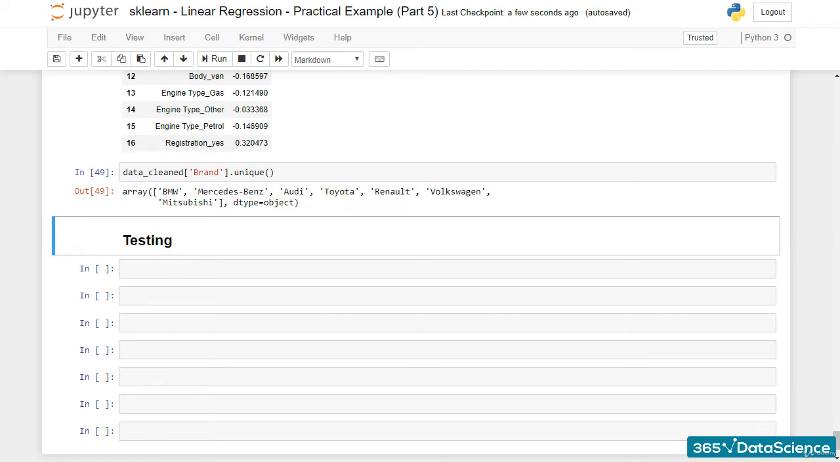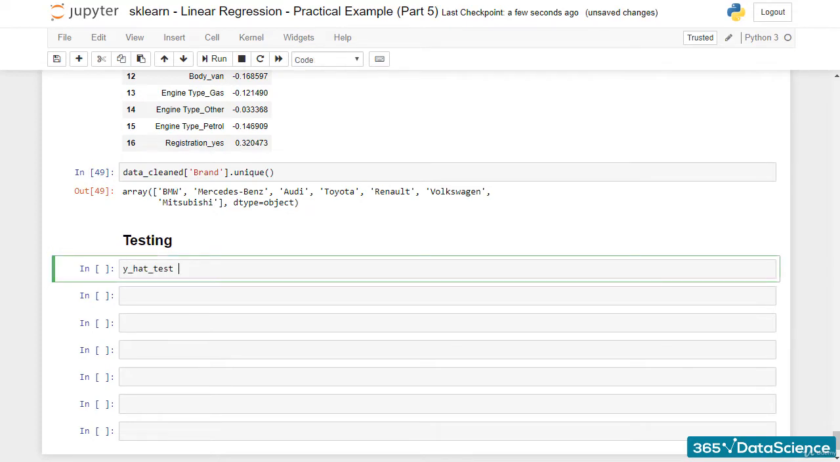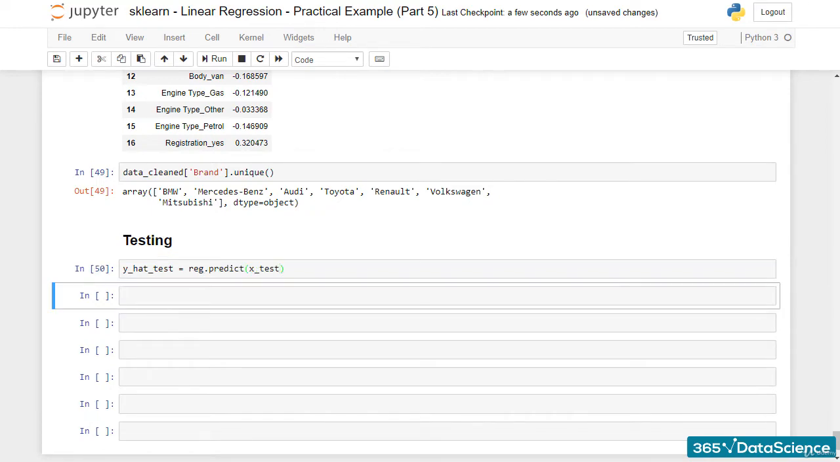We're almost at the finish line. Let's test how our model performed. We start the testing part by finding the predictions. We can store them in y-hat test and use the reg predict method with argument xtest to compute them.